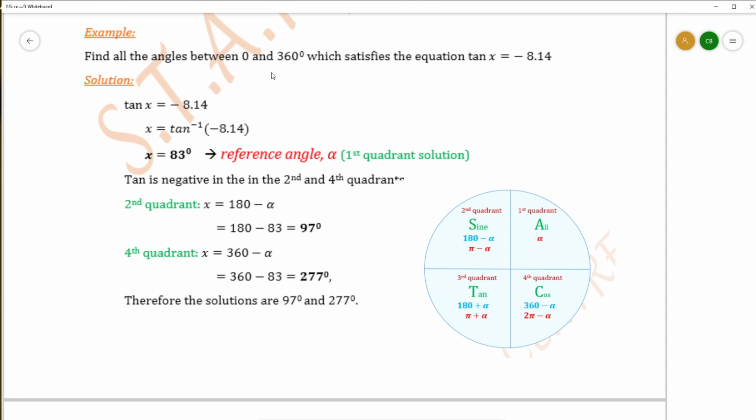Find all the angles between 0 and 360 degrees which satisfy the equation tan x equal minus 8.14. So in this case we have a negative value.